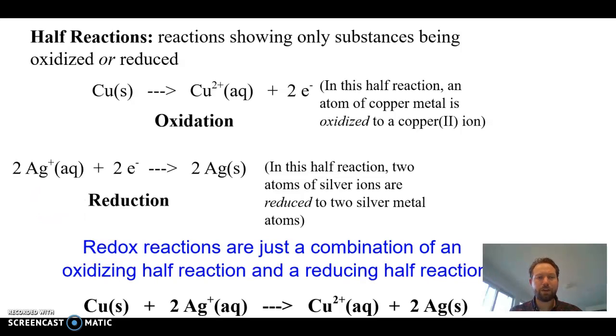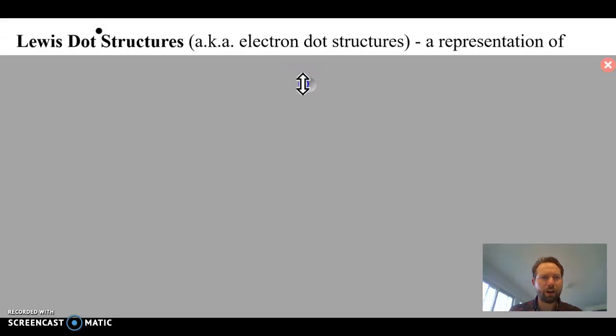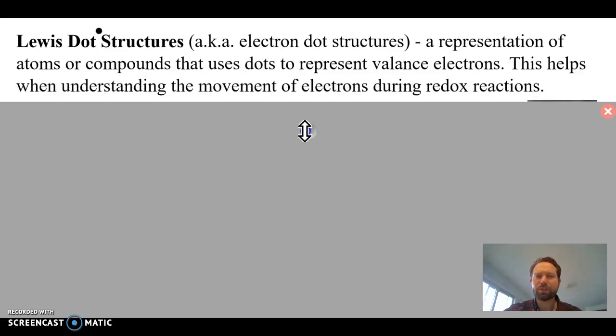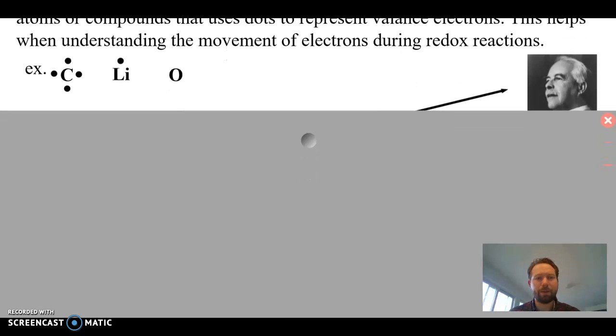Okay, so moving on to the next page. On the next page, we are going into Lewis dot structures. So we know what Lewis dot structures are. These are representations of atoms and compounds that have dots representing the valence electrons. And what it does is help us to know how many bonds something can make and also how many electrons it would want to give away as an ion.